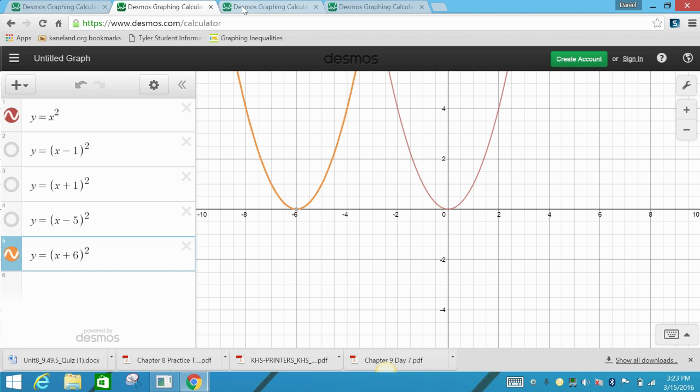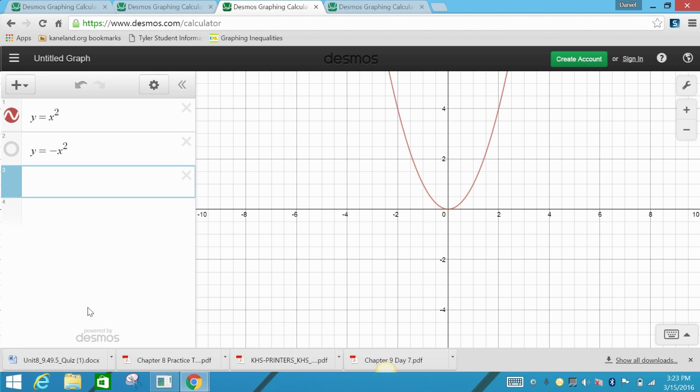Okay, the last translation we're going to talk about is a reflection. So now we throw a negative sign in front of the x squared. Let's see what happens there. Well, it flipped our parabola over its vertex. But Mr. Pons, why is that?